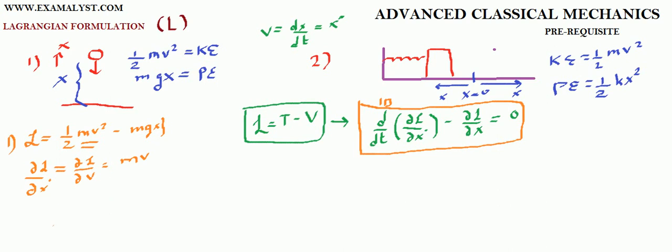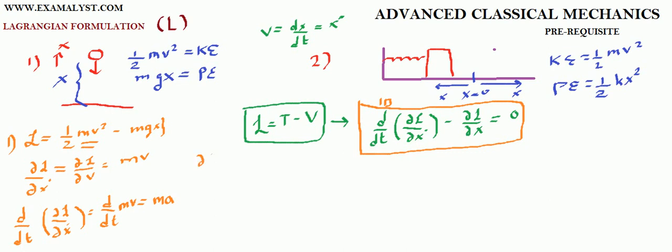Agreed? It's very easy. Then the second step is you have to do d by dt of del L by del x dot. What is del L by del x dot? We calculated it is mv in this case. So write d by dt of mv. Now m is constant, it will come out. dv by dt is acceleration. So you get m into a, acceleration. Agreed?